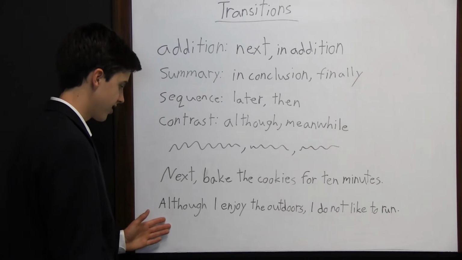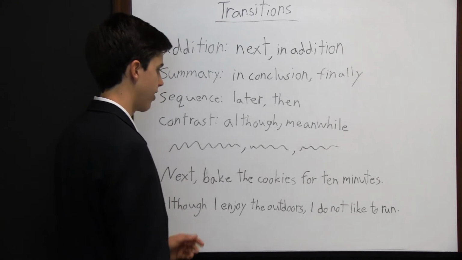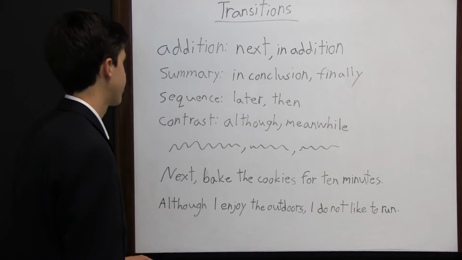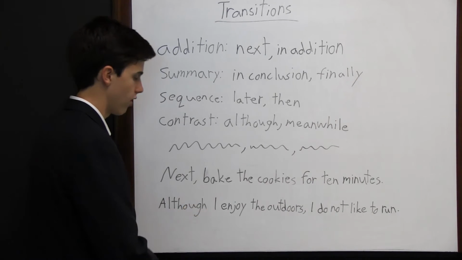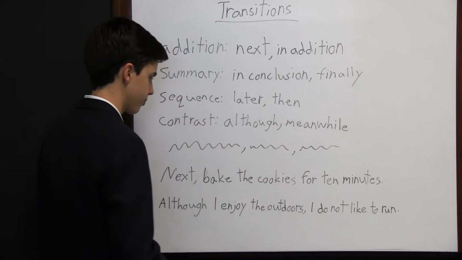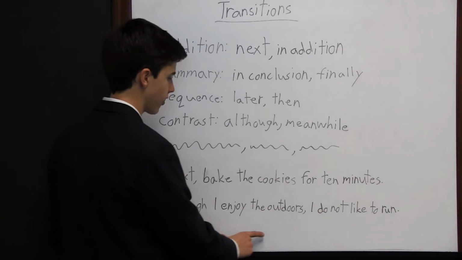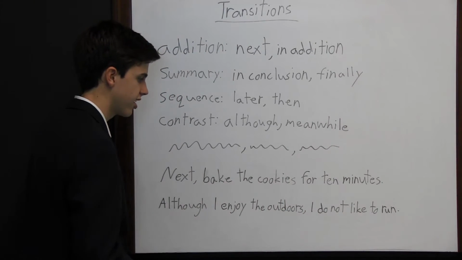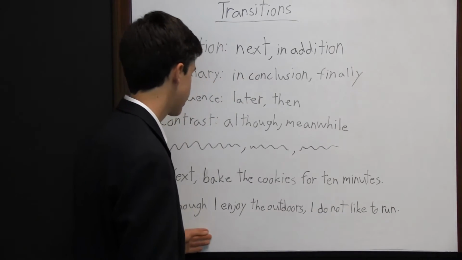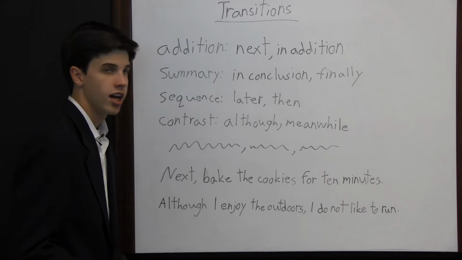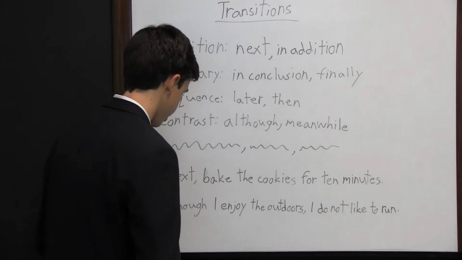All right, this next sentence says, "Although I enjoy the outdoors, I do not like to run." "Although" is a transition that shows contrast. And notice here there's not a comma right after "although." It's placed after "outdoors." But again, "although I enjoy the outdoors" could be removed from the sentence, and it would still make sense. It would just say, "I do not like to run." Nevertheless, this part of the sentence is still important to the overall paper.